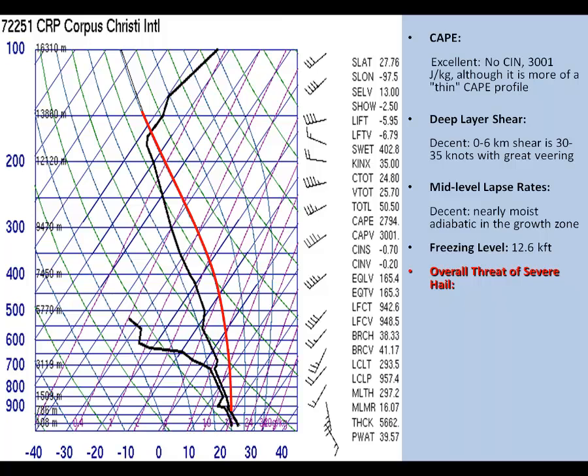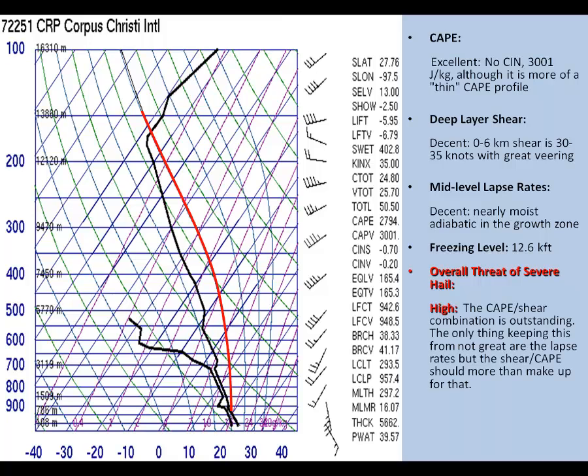What's the overall severe threat of hail? That's pretty high. The cape and the shear combination is pretty good. The only thing keeping it from being great are those mid-level and upper-level lapse rates in the hail growth zone. But certainly the shear and cape should make up for any deficiencies that you have there.